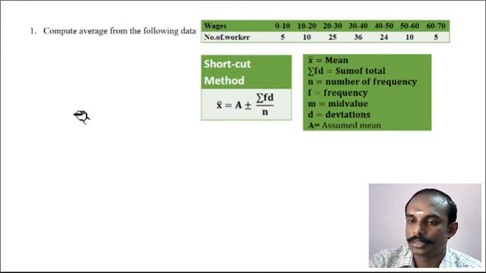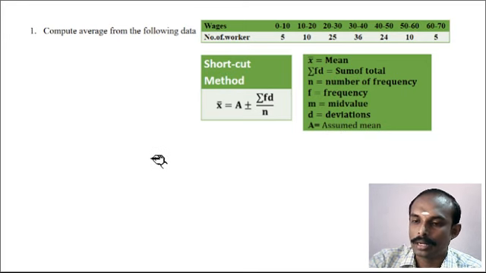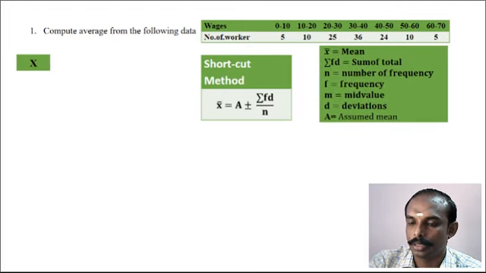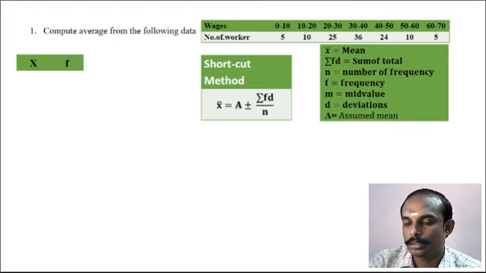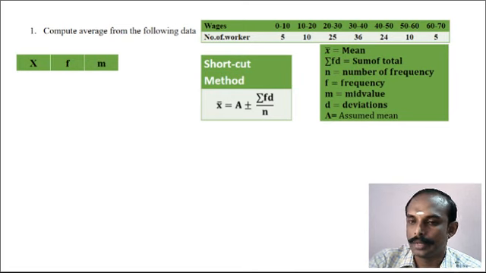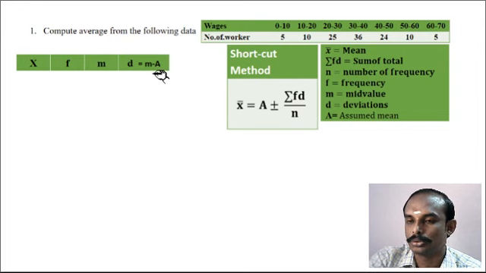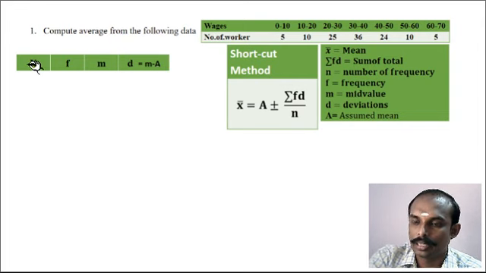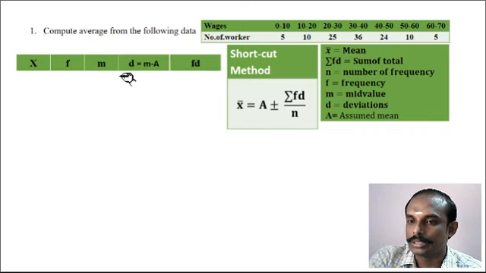To prepare the table: column number 1 for x, column number 2 for frequency f, column number 3 for m, the mid value or midpoint, column number 4 for d equals m minus A, and column number 5 for f into d, that is fd. Here x is the series for class interval, from which we find the midpoint, and then d as m minus A.